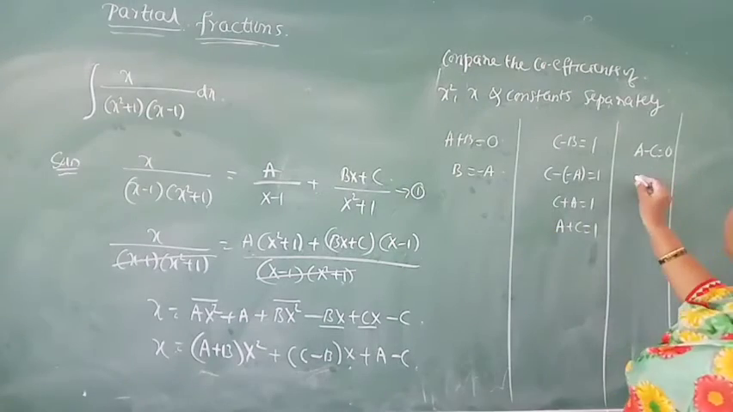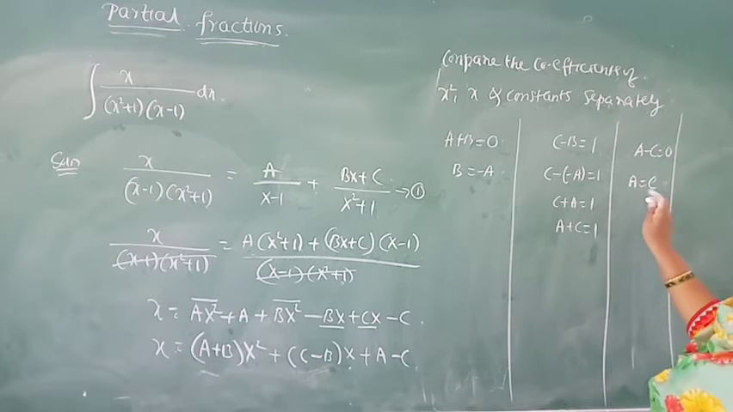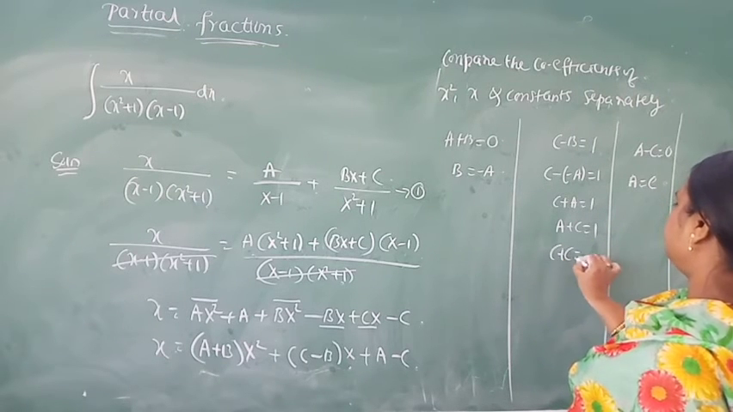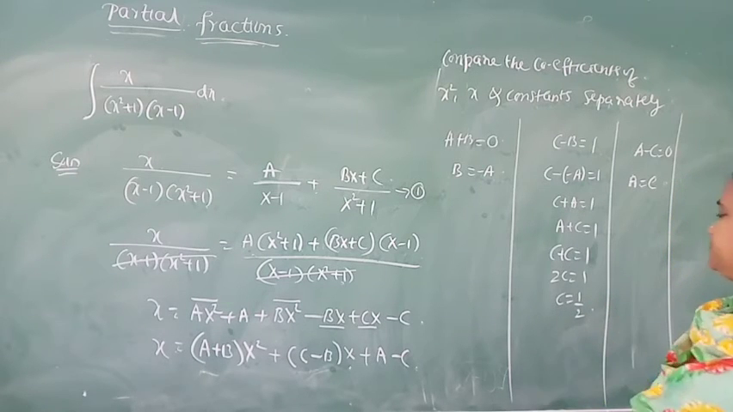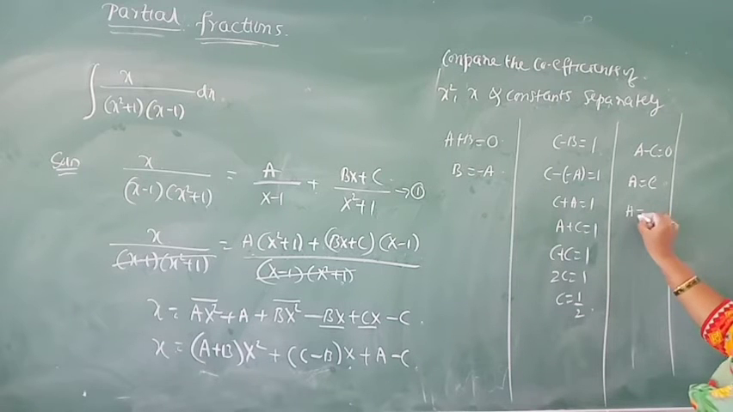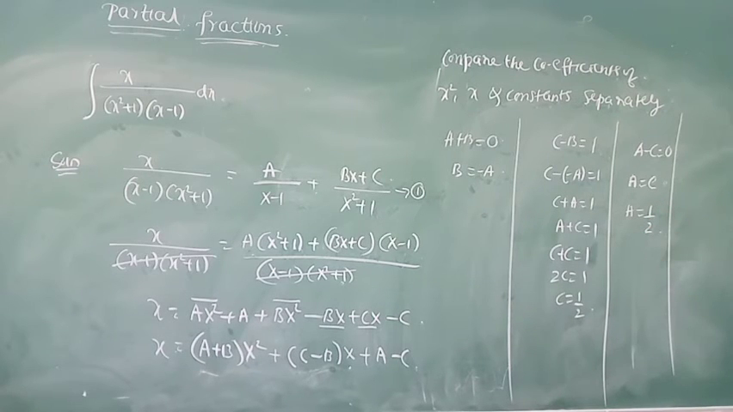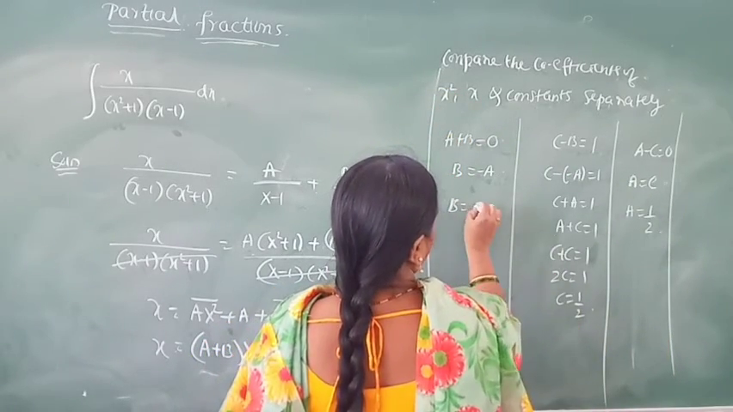A minus c equal to 0 means a equal to c. Correct. Substitute here: c plus c is 1, 2c is 1, c is 1 by 2. If c is 1 by 2, a equal to c, therefore a value is 1 by 2. Actually, we can calculate the b value. B equal to minus a.